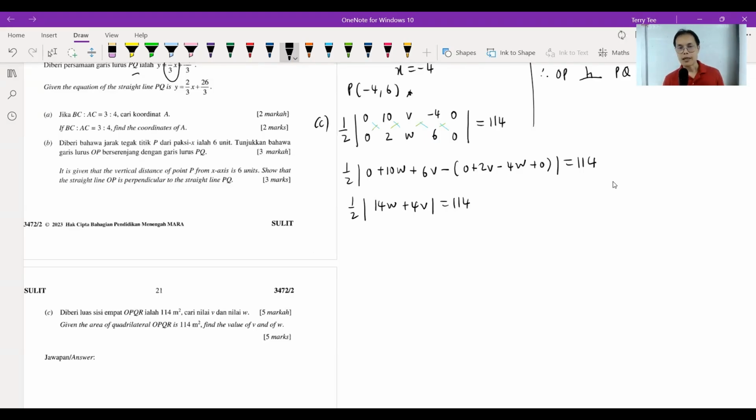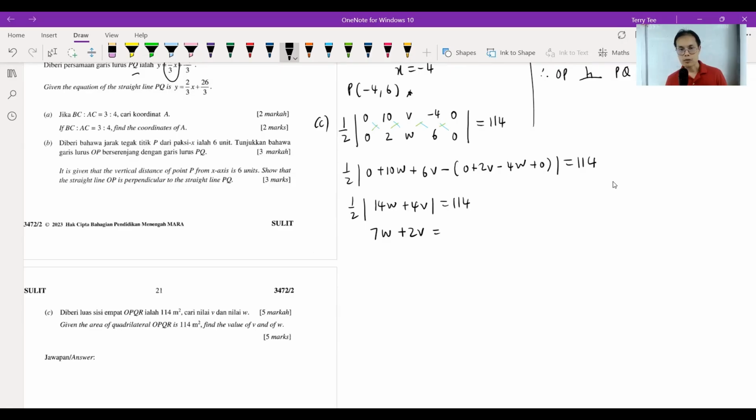Now, let us multiply half inside. So, again, you don't need to put plus minus anymore because I've already chosen the points in anti-clockwise. So, it's going to be positive. If you choose clockwise, then you got to open up a modulus. Then you have to put it like this, maybe I put it here and -114. In this case, tak payah, no need to do that. So, let us just multiply half inside. 7W plus 2V equals to 114.